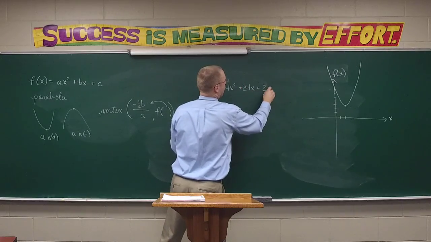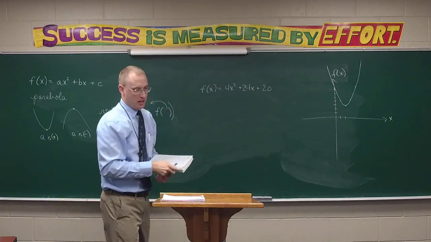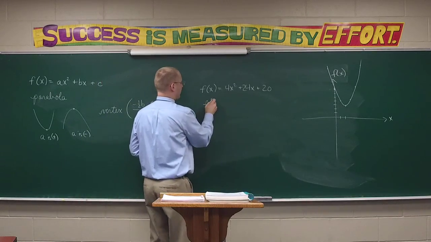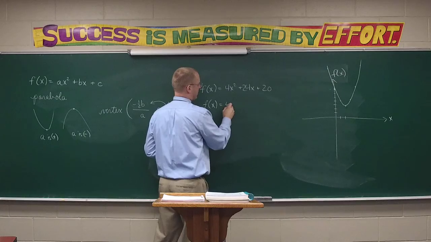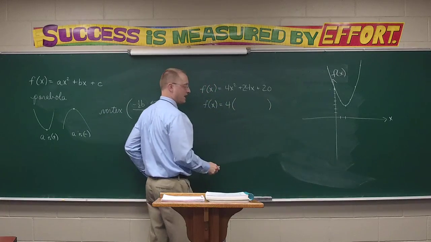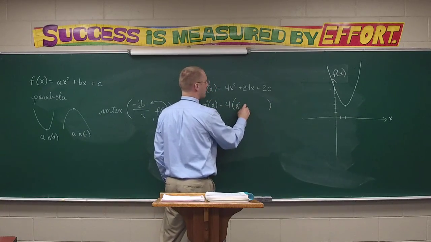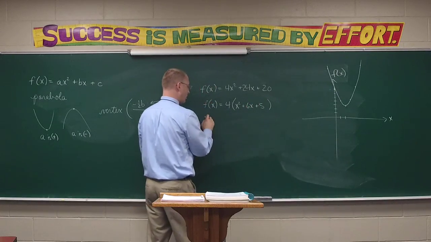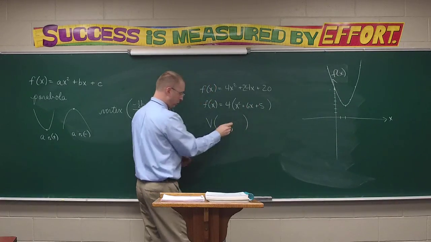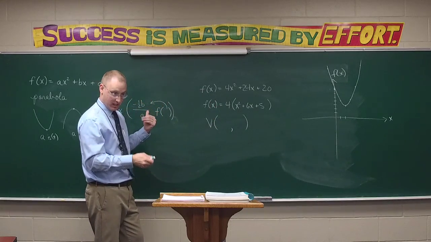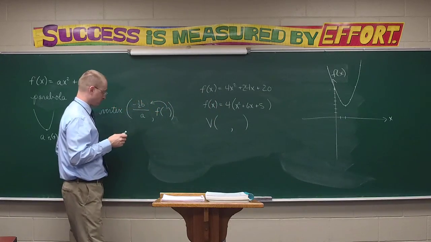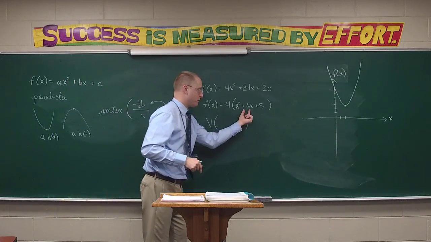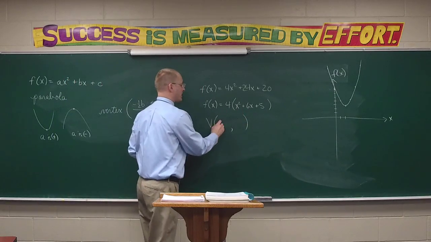I've got an a value, so what do I have to do with that a? Pull it all out. We're going to factor out that a value right up front. Factor out the 4 to get... and now to find the vertex, now that we've pulled out the a, I can simply take negative half of the b, which would be negative 3.